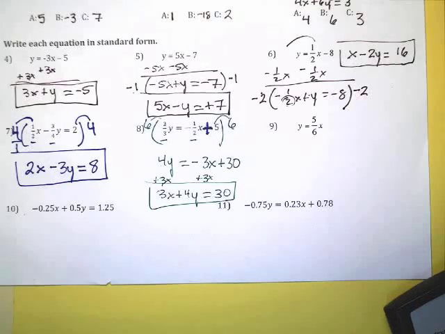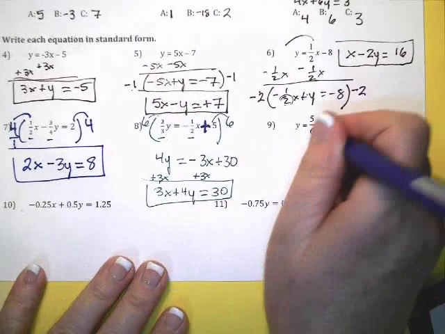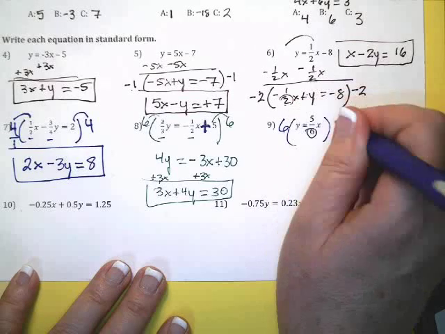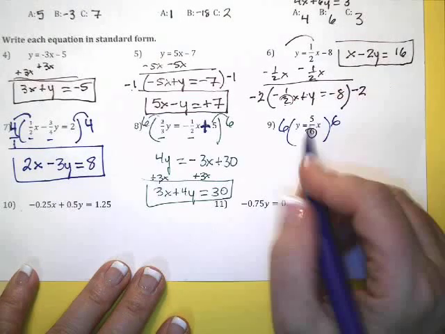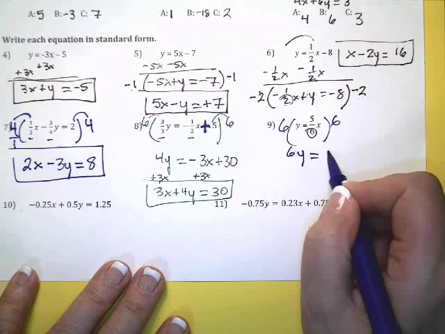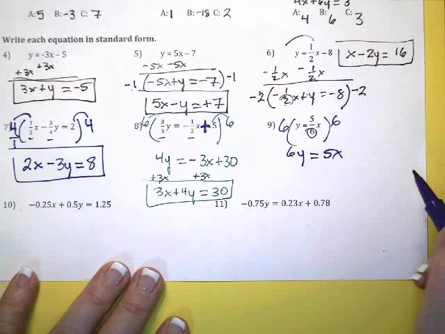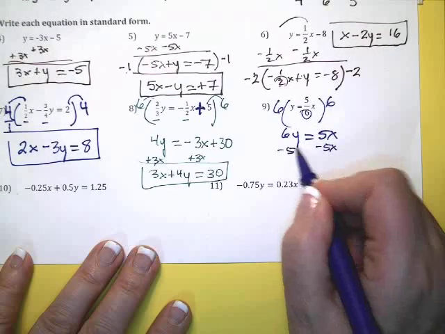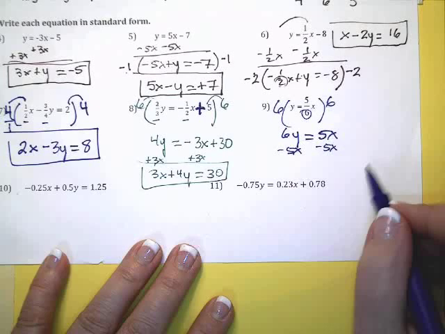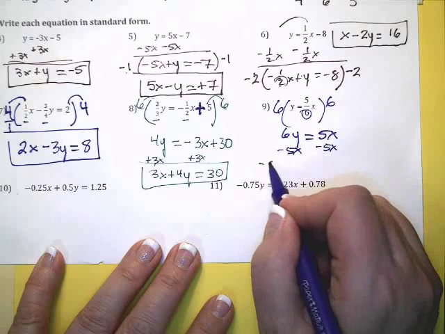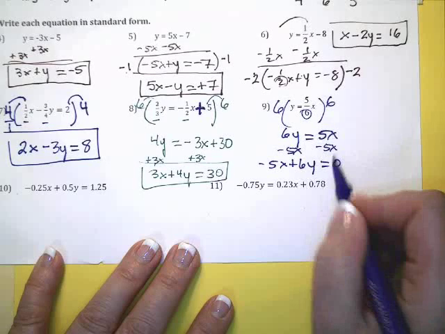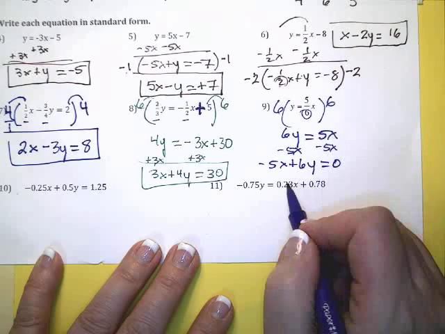All right, number 9. Number 9, we have fractions. One fraction. So if you only have one fraction, you can just take a look at the denominator and multiply everything in the equation by that denominator. So 6y is equal to 5x. Now to put this in standard form, we need the x term on the left-hand side. So subtract 5x from both sides. So we have negative 5x plus 6y is equal to 0. Since we don't have a number on this side, it's 0.